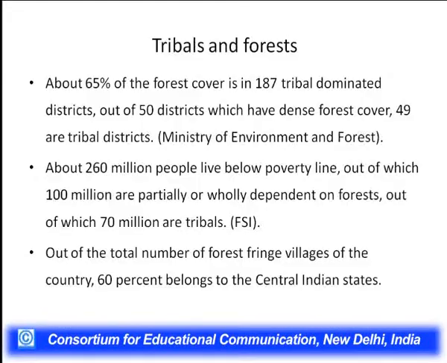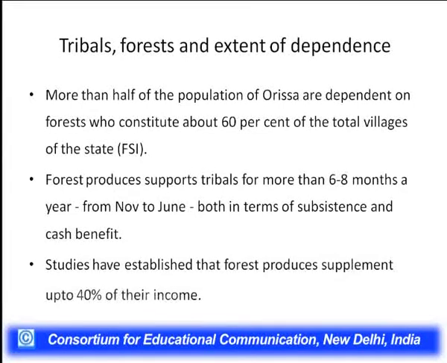Then, out of the total number of forest fringe village areas of the country, 60% belong to the central Indian states. So, almost 60% of the forest fringe villages, that is those villages which are located around or bordering the tribal forests. Again, central Indian states are the most important as far as this number is concerned, and this is because of greater availability of forest areas in these states.